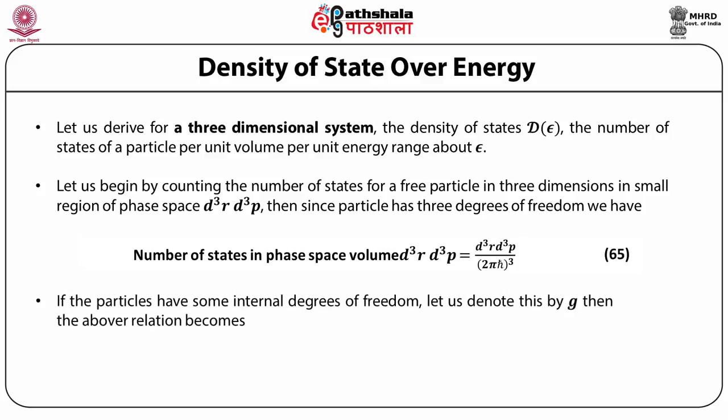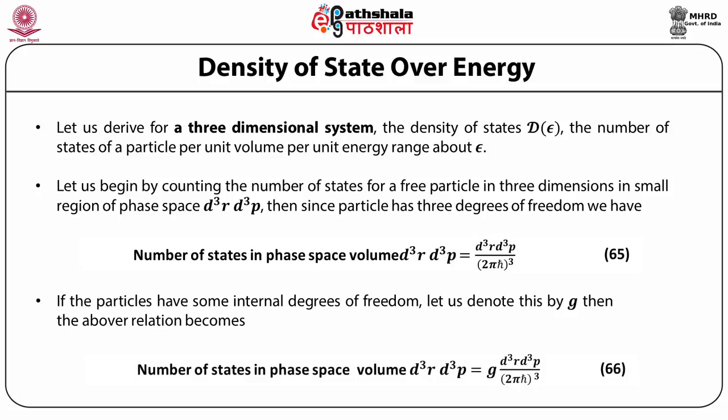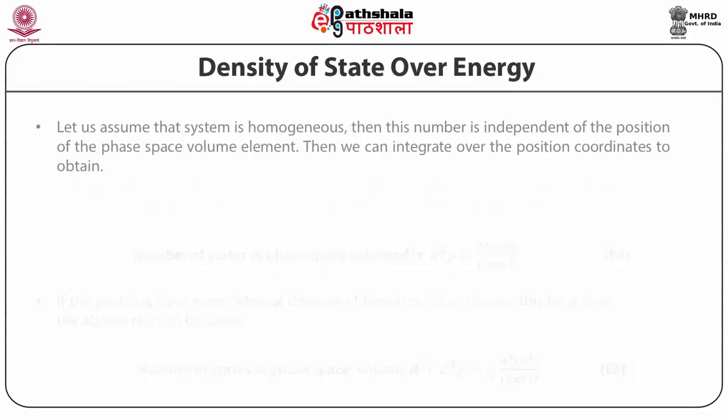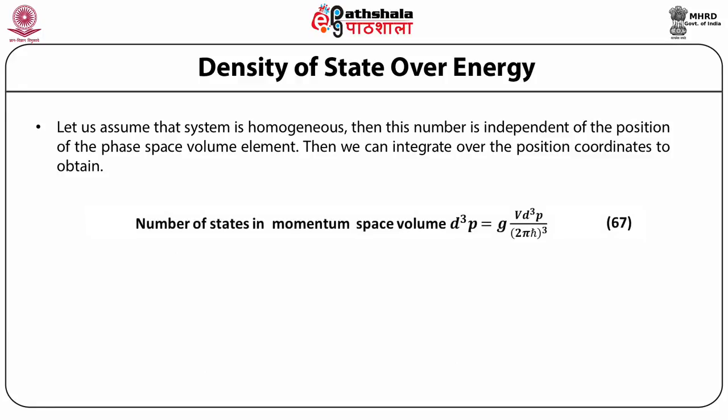If the particles have some internal degrees of freedom, let us denote this by g, then the above relation becomes: the number of states in phase space volume d^3q d^3p is equal to g multiplied by d^3q d^3p divided by (2 pi h bar) whole cube. Let us assume that the system is homogeneous. Then this number is independent of the position of the phase space volume element. Then we can integrate over the position coordinates to obtain the number of states in momentum space volume d^3p equal to g times V d^3p divided by (2 pi h bar) whole cube.